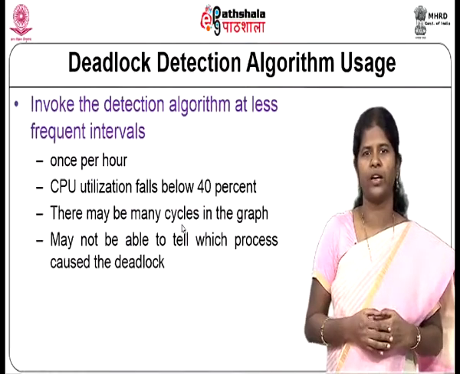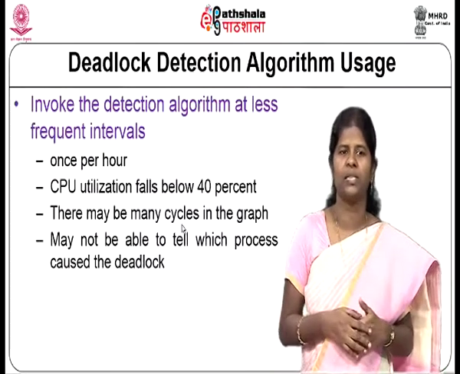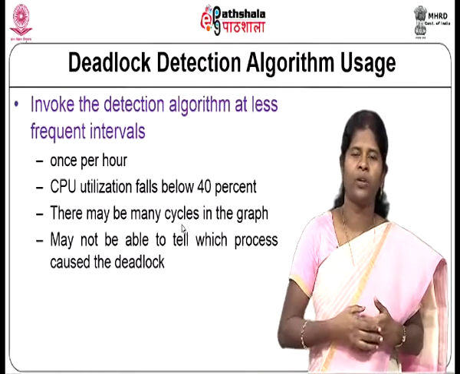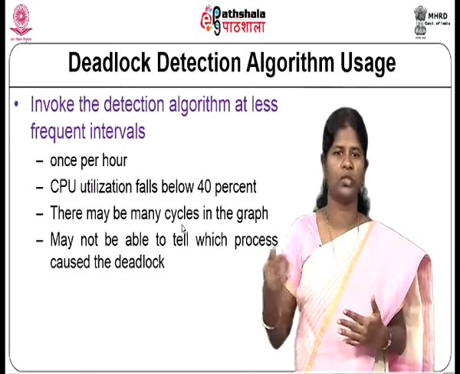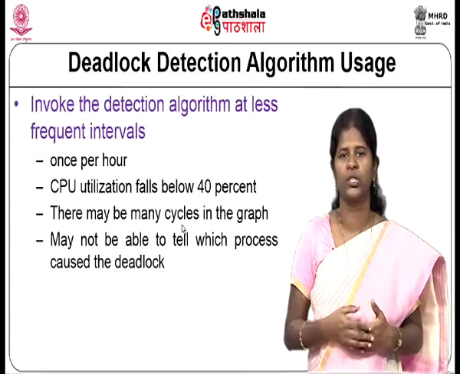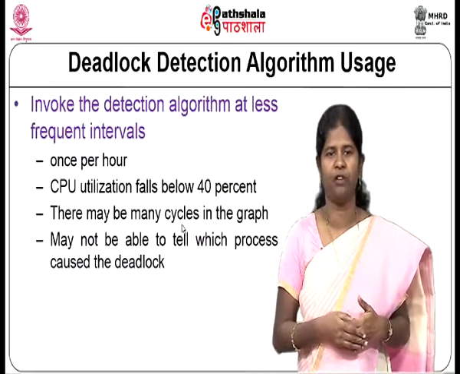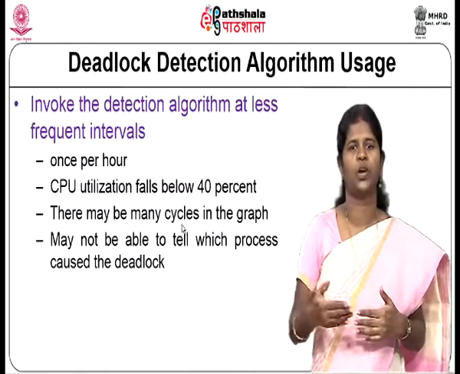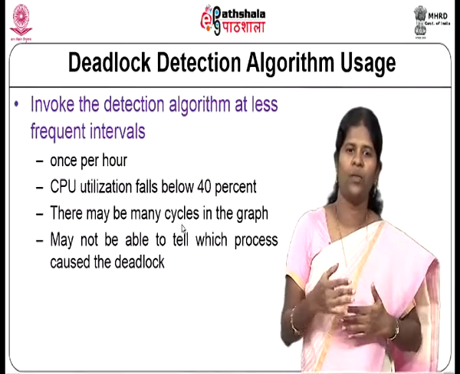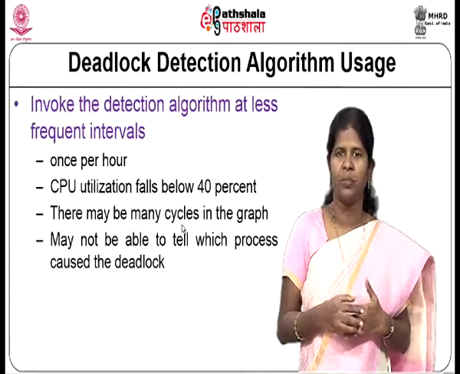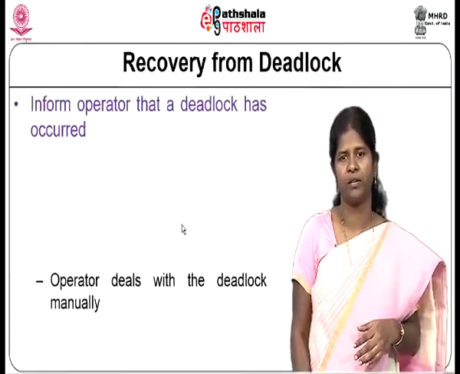And the next policy is to invoke the deadlock detection algorithm at less frequent intervals. That is, you can invoke it maybe once per hour, or you can invoke the algorithm when the CPU utilization is very low, maybe it falls below 40% or 30%. And there can be many cycles in the graph. So, you may not be able to tell which process caused the deadlock in this case, because you are not invoking it each and every time a request is made. You are only invoking it at infrequent intervals of time, but there will be many processes in the cycle. So, you will not really know which is the exact process which caused the deadlock.